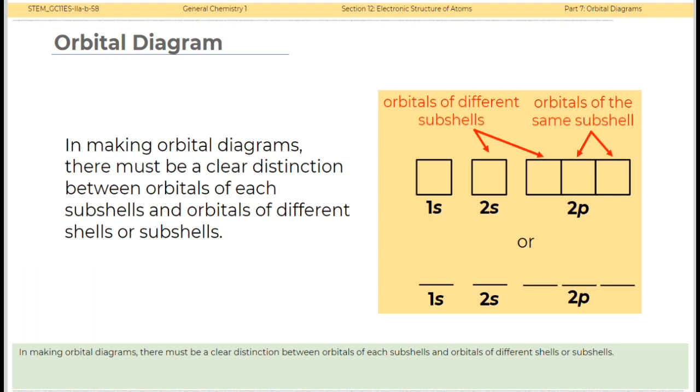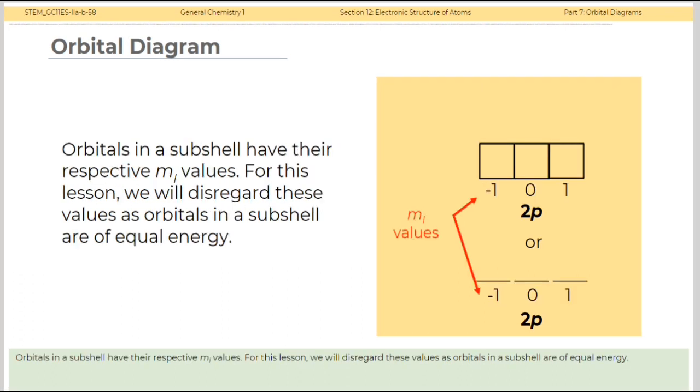As you can see on the diagram, there is a difference between the orbitals of different subshells and the orbitals of the same subshell. Orbitals in a subshell have their respective ml values. For this lesson, we will disregard these values as orbitals in a subshell are of equal energy.